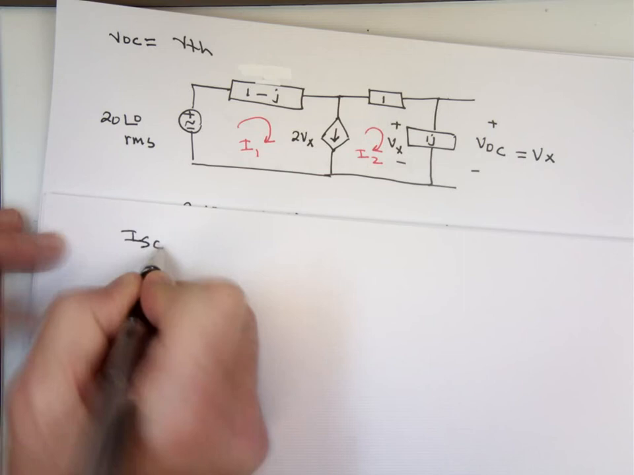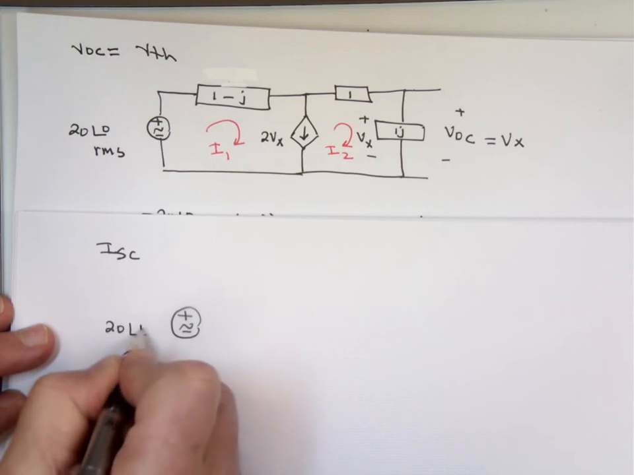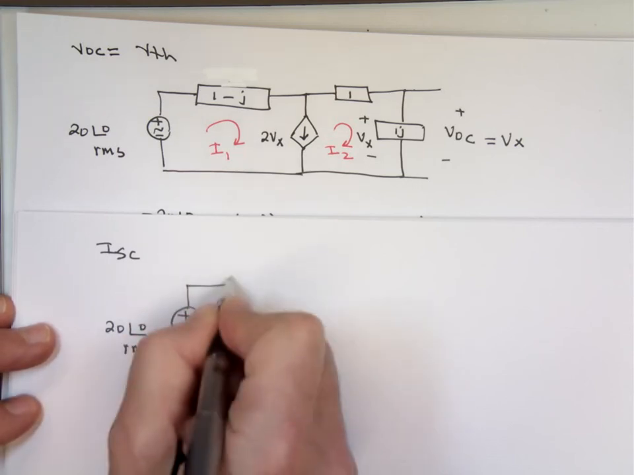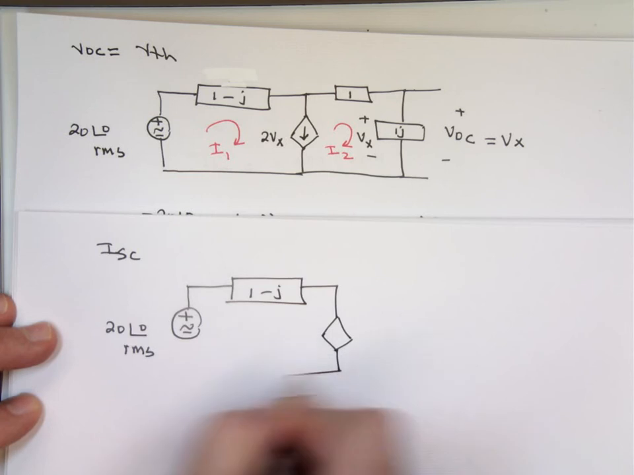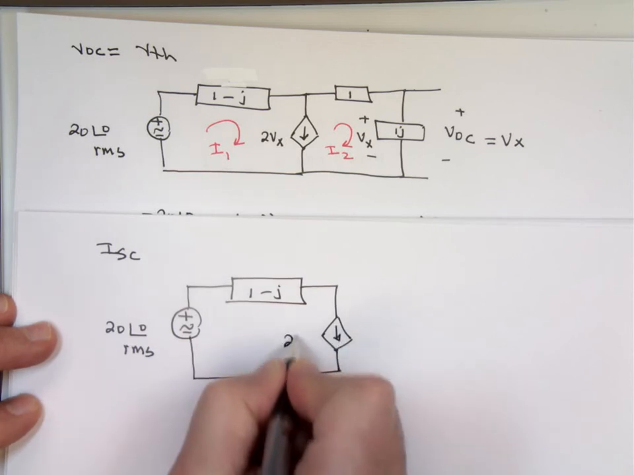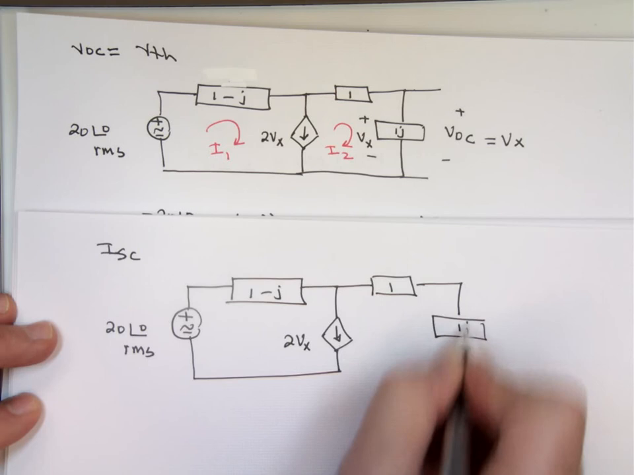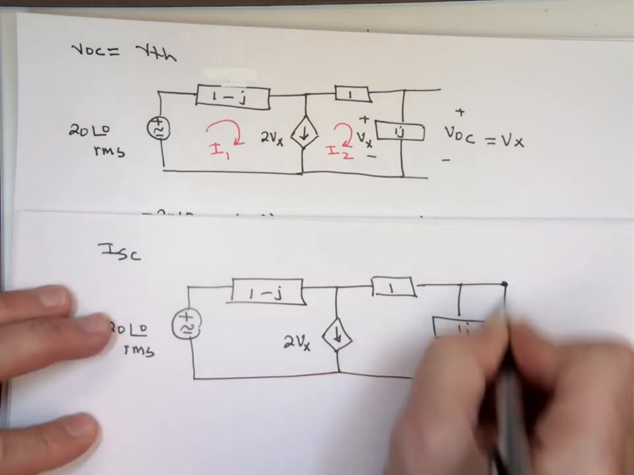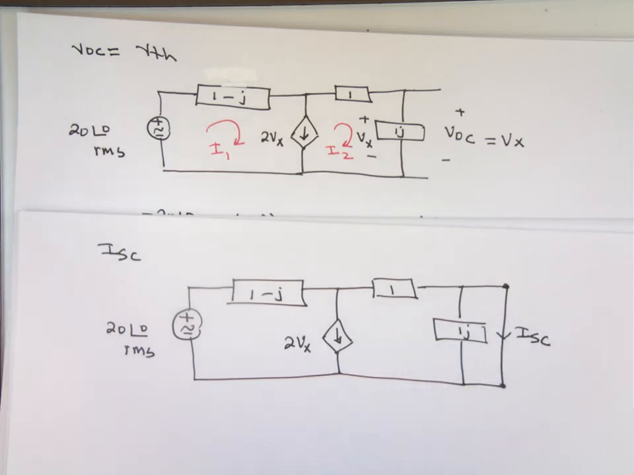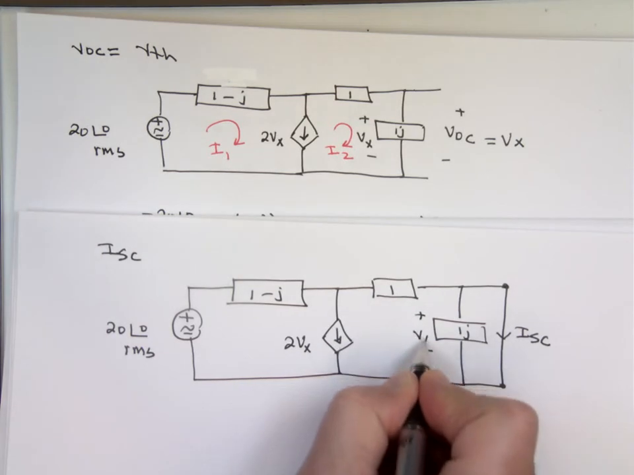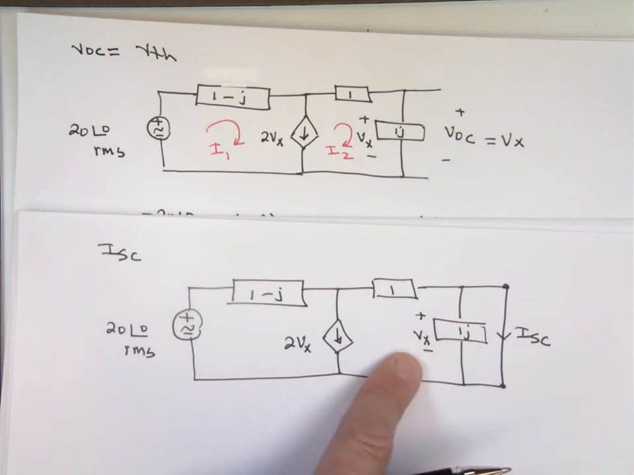So here's what we're gonna have. I'll put this one for now here. That's gonna become zero, right? Yep. And now you put a wire there, and this is your I short circuit, and this is your Vx. You just shorted this one. This is gone. And what happened to Vx? What's the value for Vx? Zero. That means this is gone.